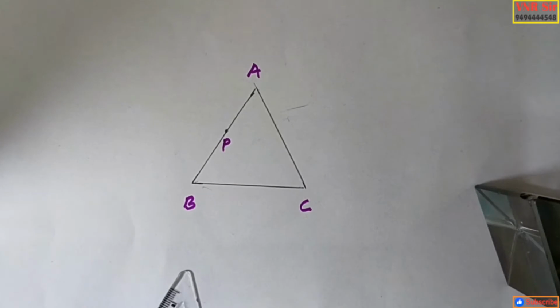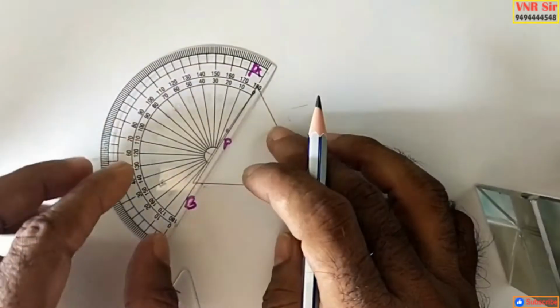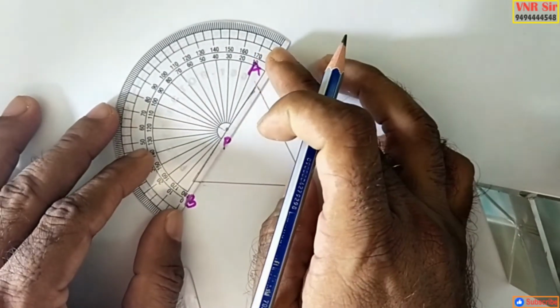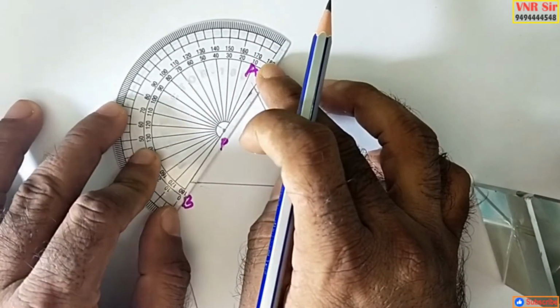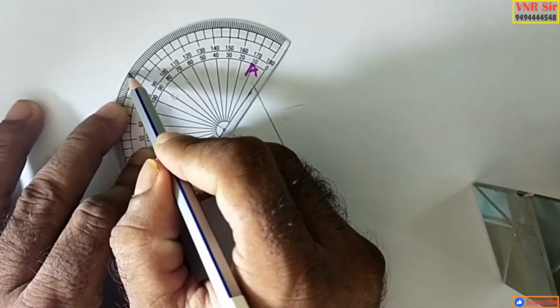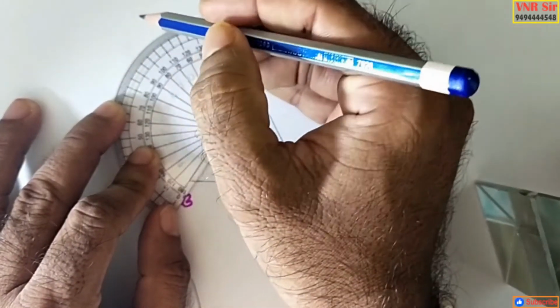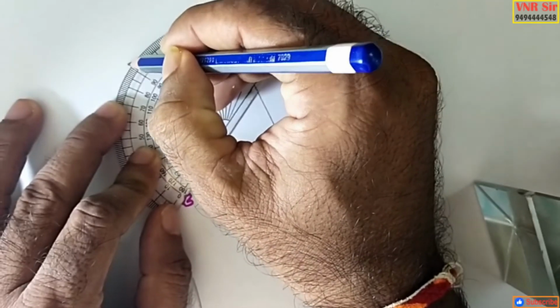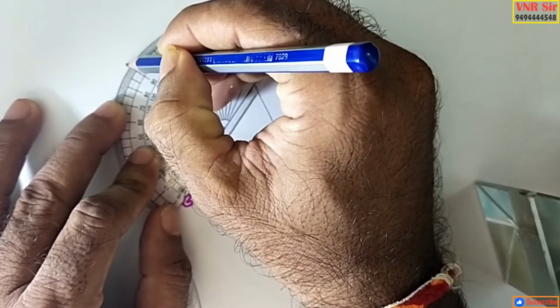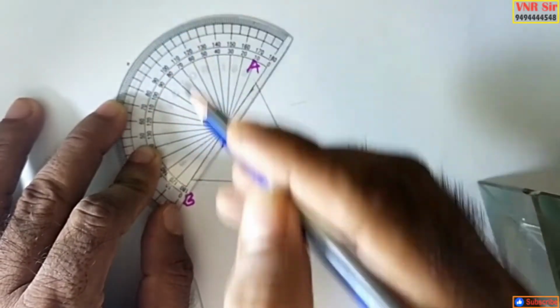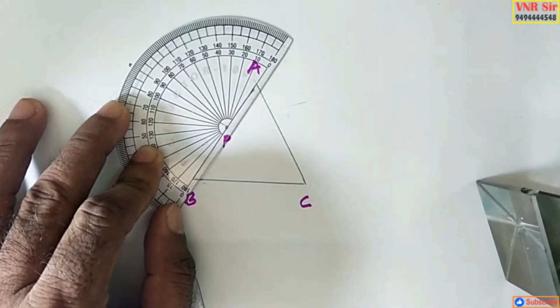At point P, let us draw a normal to the surface AB. For this we need a protractor. With the help of a protractor, let us draw a normal at the point of incidence P. So 90 degrees I am taking. Yes, that is 90 degrees.